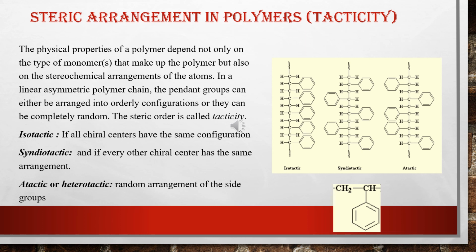The second case is syndiotactic. In this case, the position of the pendant group alternates for each chiral carbon. So in the second case you can see the syndiotactic arrangement. The third case is atactic, also known as heterotactic arrangement. In that case, the pendant groups are randomly arranged on both sides of the chiral carbon. The tacticity also has an impact on the physical properties of the polymers.